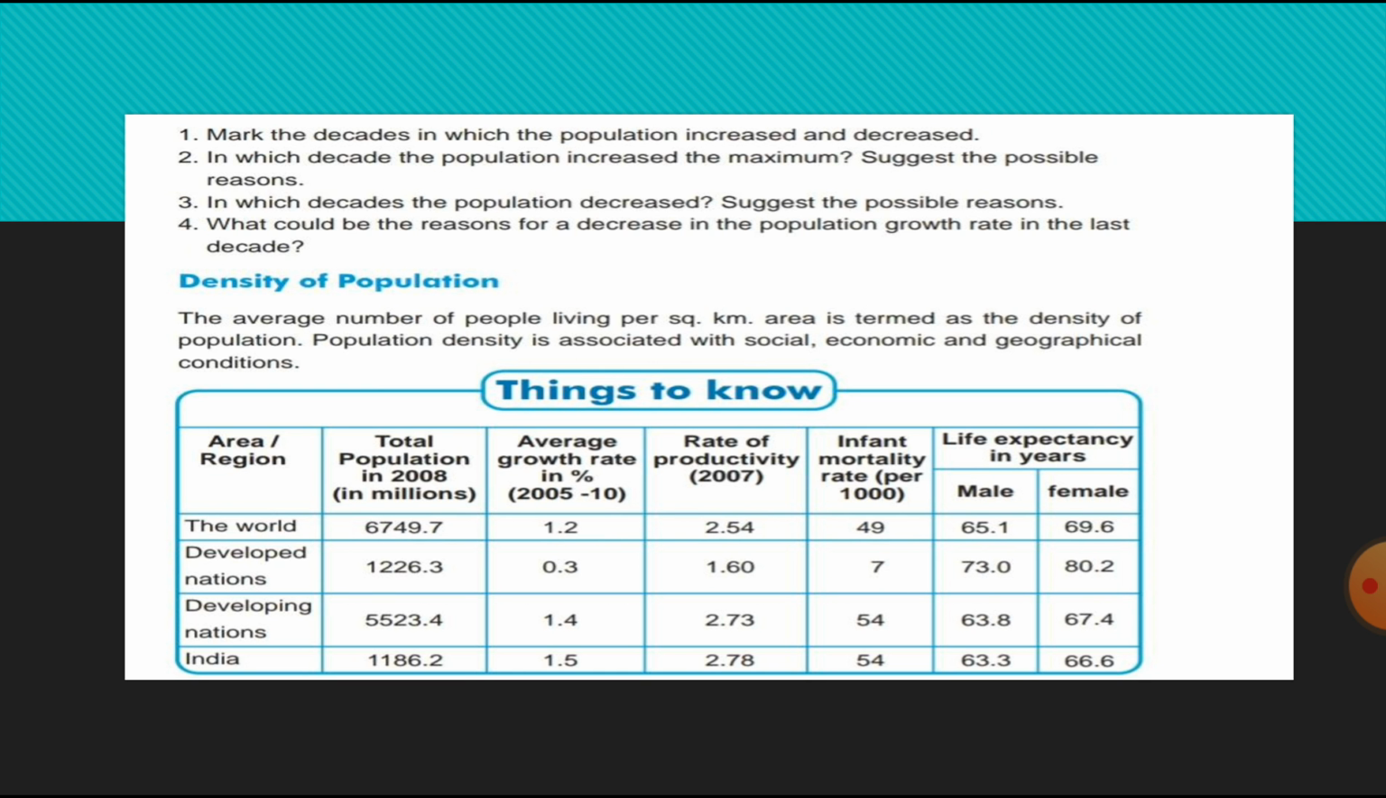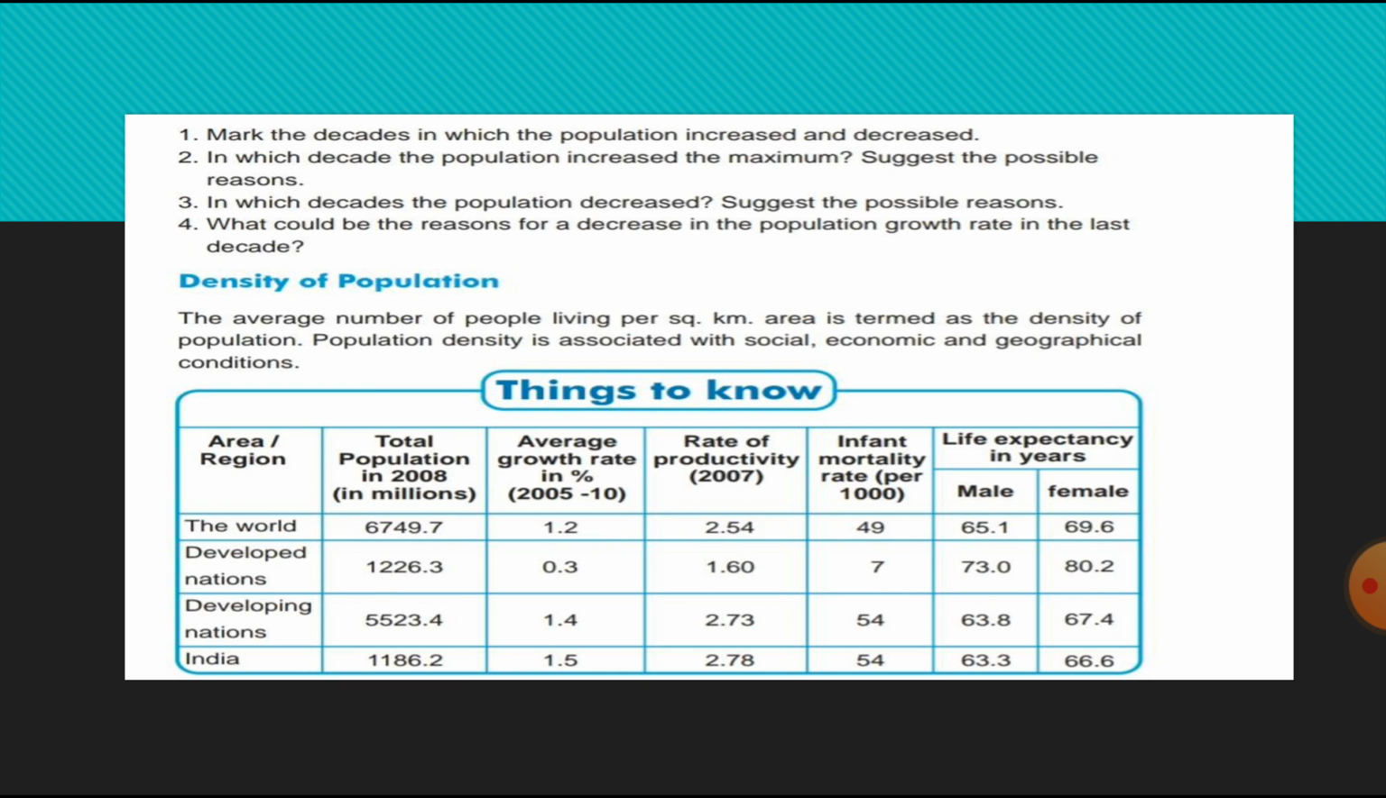And see, population density is also high in the areas near river banks. We can see that they are high in these areas. See, the population they have shown us is related to social, economic and geographical conditions.